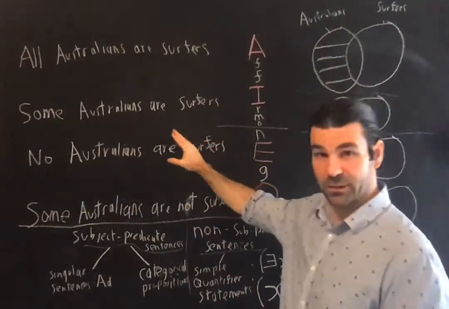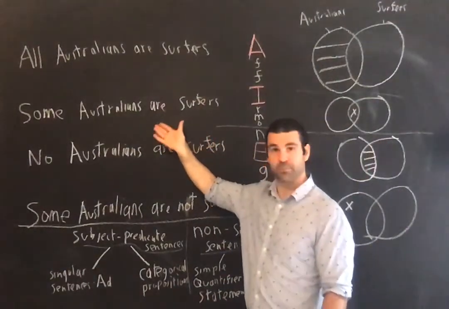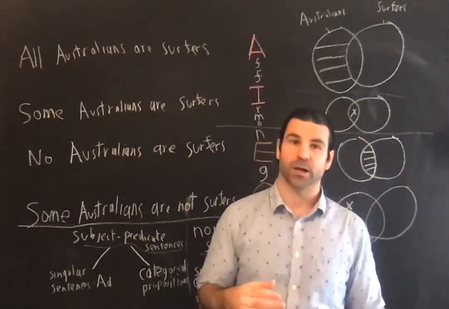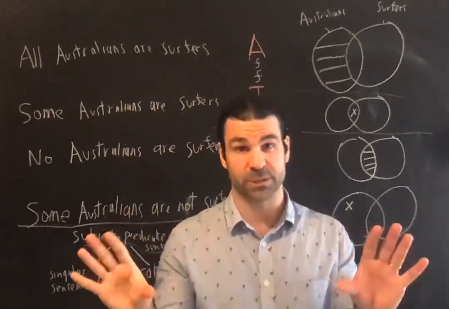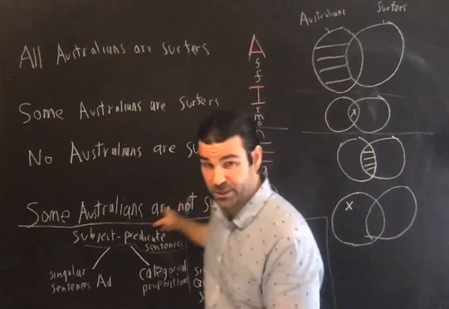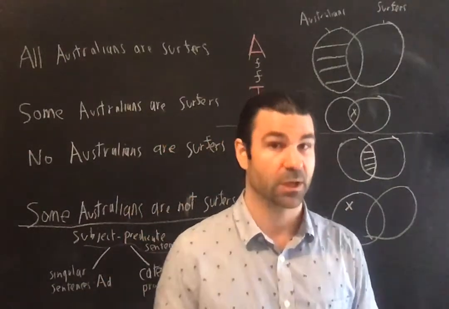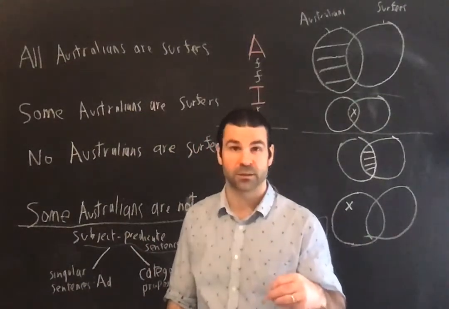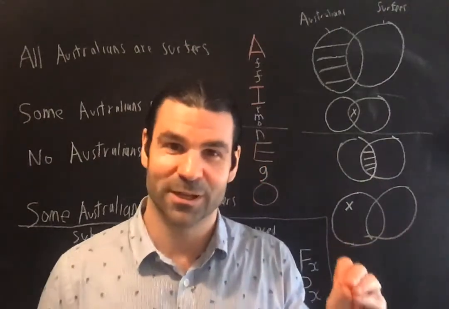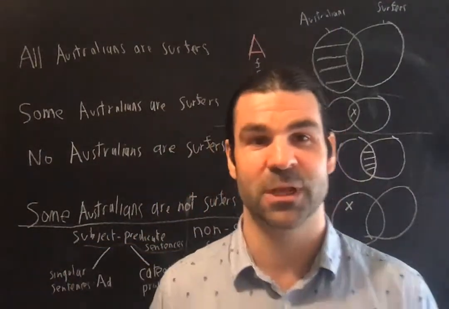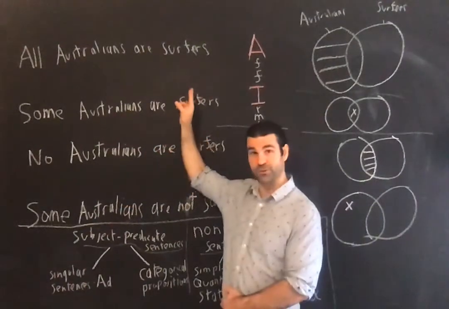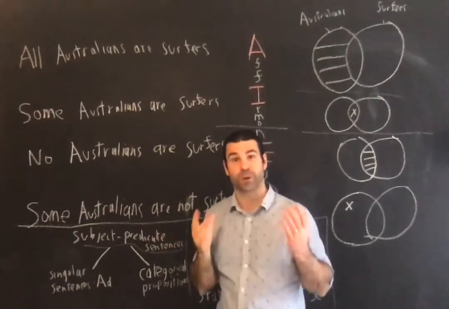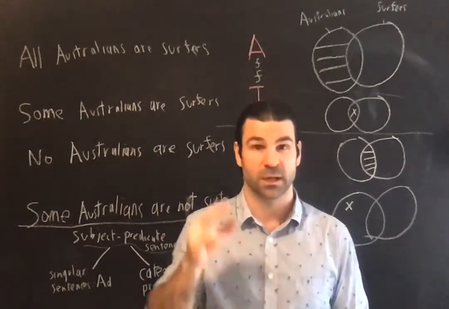The next example: some Australians are surfers. What kind of categorical is this? Well, it's partial inclusion. My subject and predicate class are the same for all of these actually. The subject is Australians, the predicate is surfers. Here, it is an inclusion relation. I'm saying that some Australians are included in the class of surfers, but not like the first one. The first one I'm saying all the Australians are in the class of surfers. Here I'm saying only some of them are. Some Australians are surfers. So it is partial inclusion.